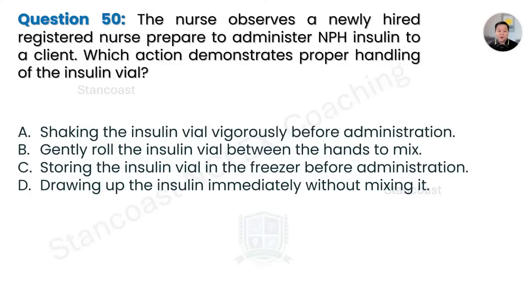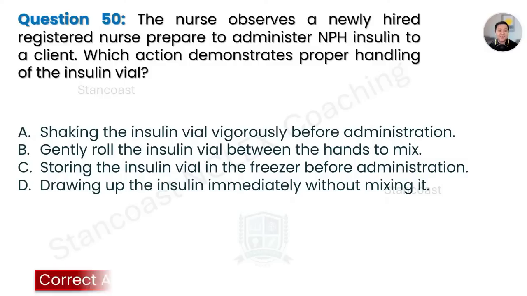Let's have number 50. The nurse observes a newly hired registered nurse prepare to administer NPH insulin to a client. Which action demonstrates proper handling of the insulin vial? A, shaking the insulin vial vigorously before administration. B, gently roll the insulin vial between the hands to mix. And C, storing the insulin vial in the freezer before administration. And D, drawing up the insulin immediately without mixing it.